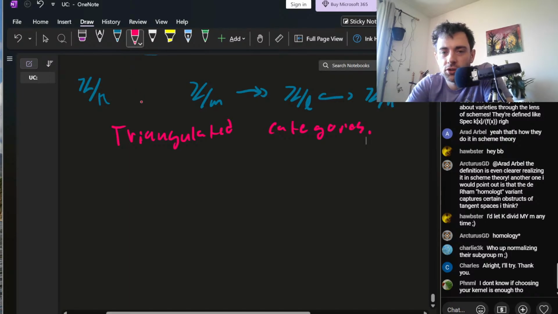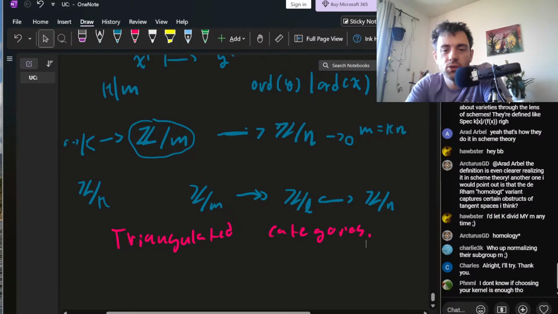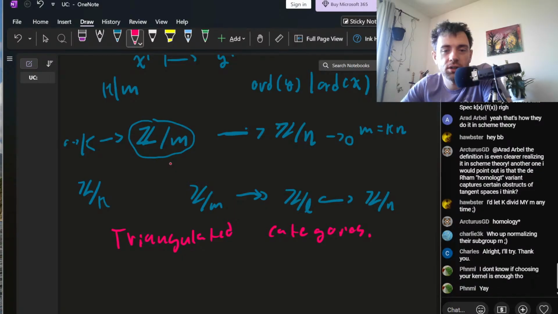Don't know if choosing the kernel is enough. Well, between these two, I mean, no, you're right. Choosing the kernel is not 100%, but yeah. Well, but it kind of does, right? Because I guess you then want to choose which group you're including into. So your choice of kernel, right?